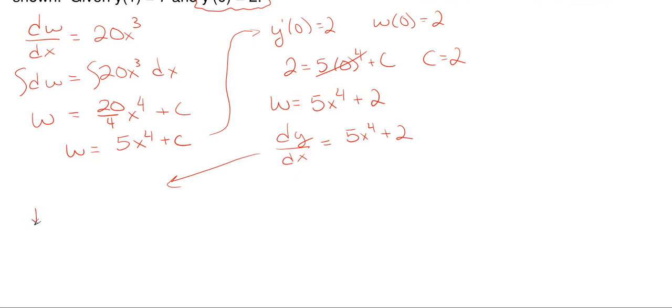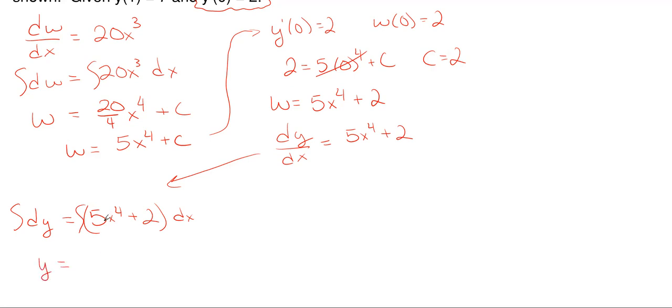So what we have is that we just take dx to the opposite side, which is to the right side. So we have dy is equal to (5x to the fourth plus 2) times dx. Once again, once we have our variables separated, we're just going to integrate both sides here. And the left side is very simplistic. dy integrated just becomes y.